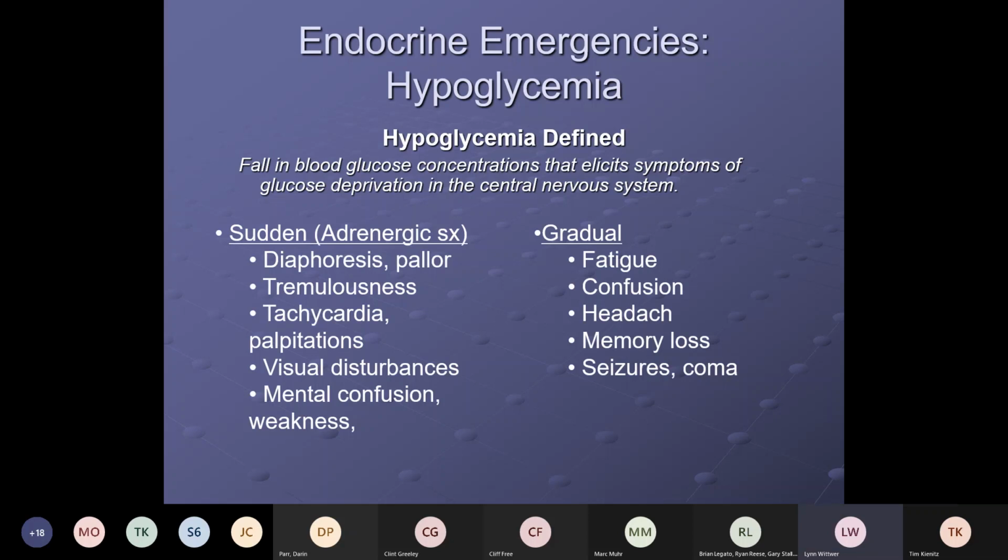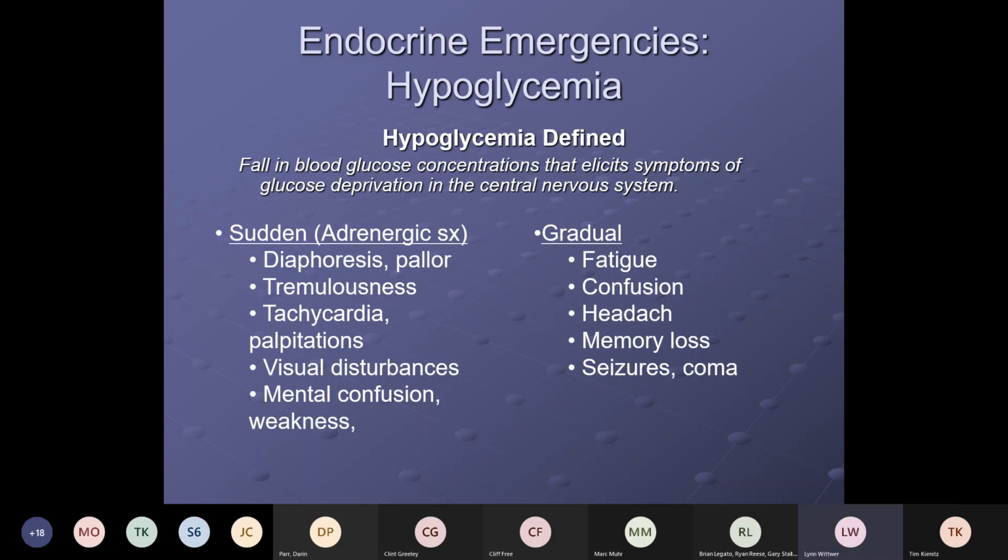Okay, there's a couple of diabetic-related emergencies. Now, a true emergency is hypoglycemia, and hypoglycemia is a fall in blood glucose that elicits symptoms of glucose deprivation in the central nervous system. Now, remember, when you drop your glucose, the counter-regulatory hormones are released, and that includes epinephrine and growth hormone and cortisol, etc. But the symptoms that we're most familiar with in severe hypoglycemia are diaphoresis, pallor, tremulousness, tachycardia, palpitations. Those are the symptoms of adrenergic, so that's epinephrine. Along with that, you often get visual disturbances, mental confusion, weakness.